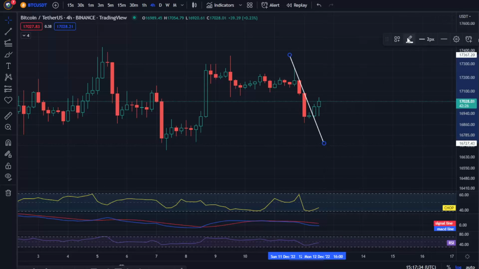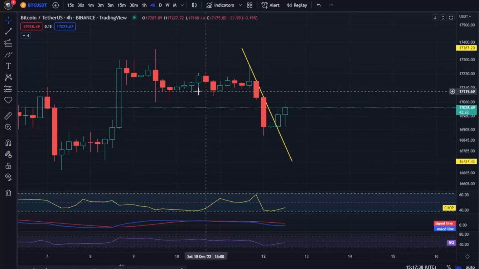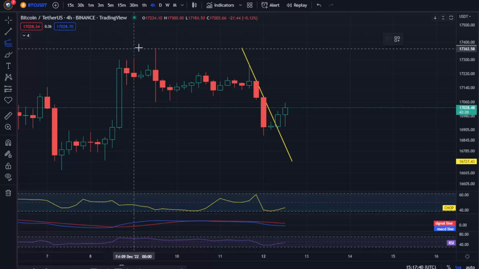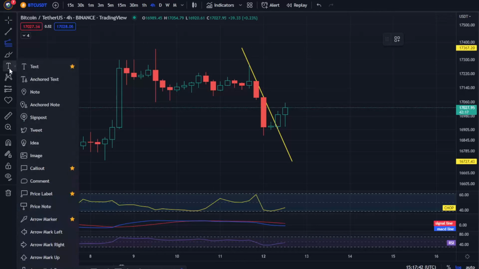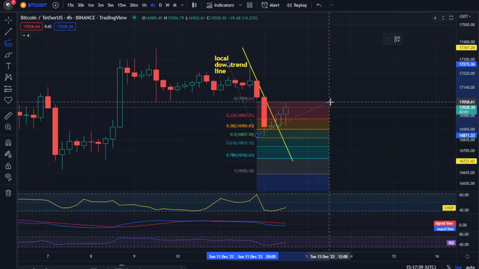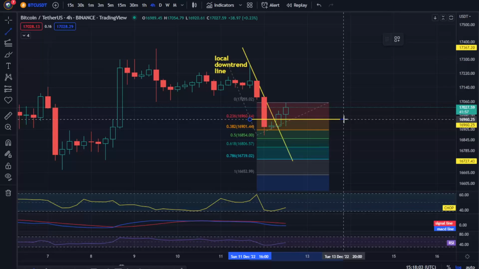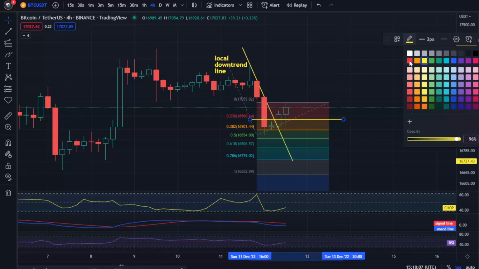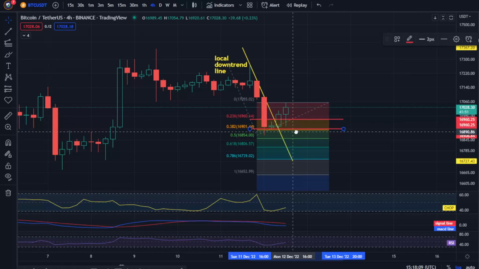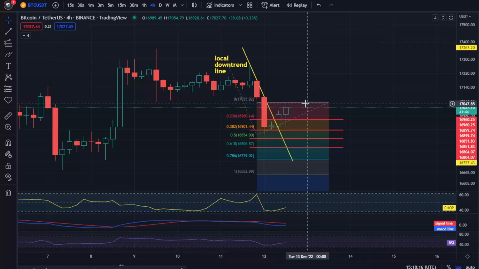Let's look at the BTC to USDT chart in the 4-hour time frame. As you can see, the price is moving above the local downtrend line. Let's start with the support line, and as you can see, the first support in the near future is $16,960. If the support is broken, then the next support is $16,900, $16,852, and $16,804.